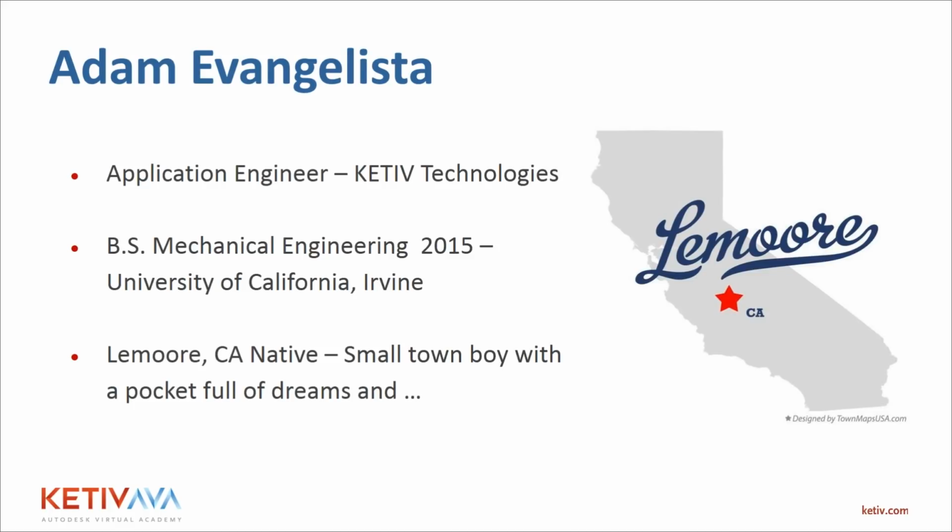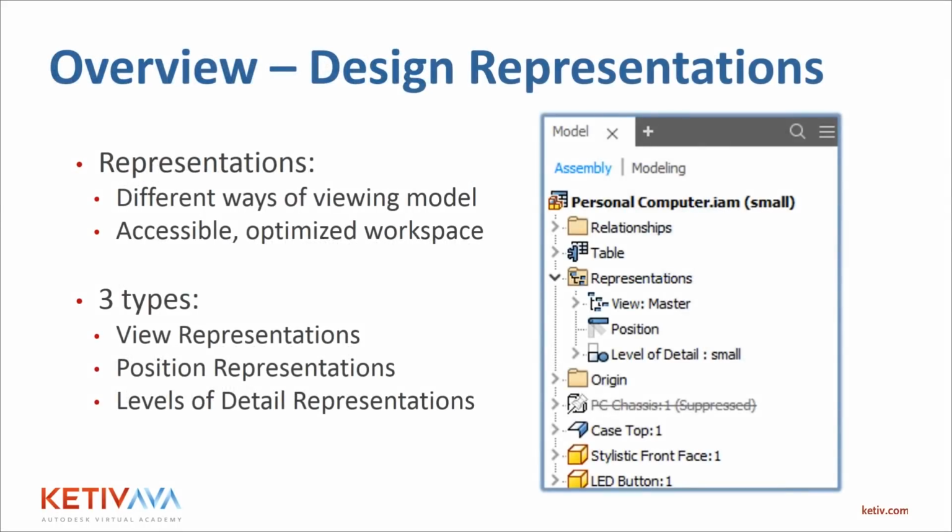That is, a pocket full of dreams and design representations, which is the main topic that we're going to be covering today. And so at the very most basic, representations are essentially just different persistent ways to view your model. Okay, and overall, there's three different types that Autodesk includes into your basic assemblies: the view representations, the position representations, and the levels of detail. And ultimately, the whole intention of these representations is to save you time and to be able to better communicate your ideas when going to your DWGs and stuff.